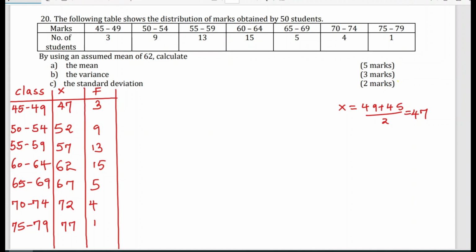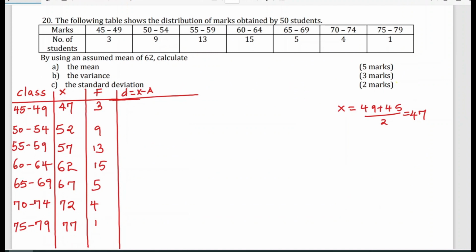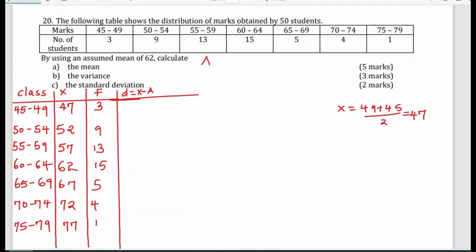And then after this, we need to have what we call deviation, D. How can we get D? We know D is always X minus A. We have X in our table, 47, 52, 57, 62, all the way to 77. And then A is already given. They said our assumed mean A is equal to 62. That is our assumed mean.